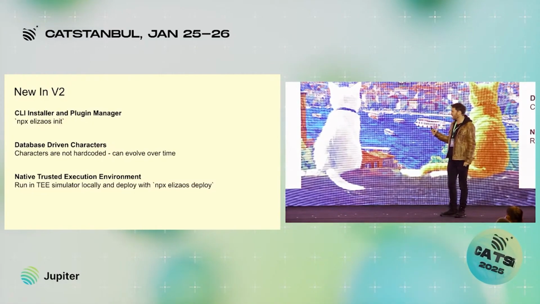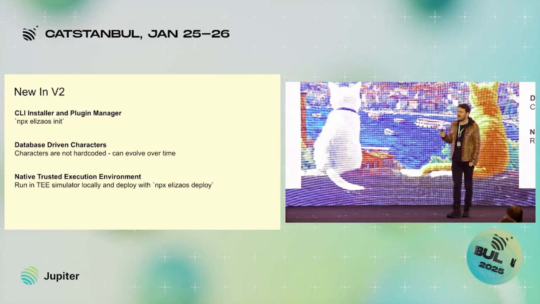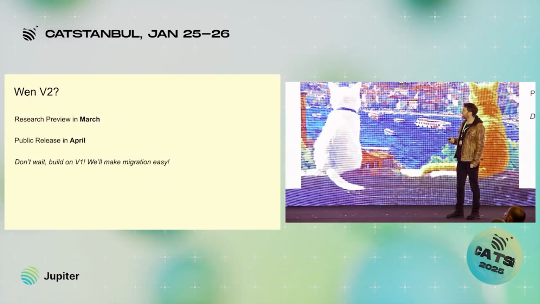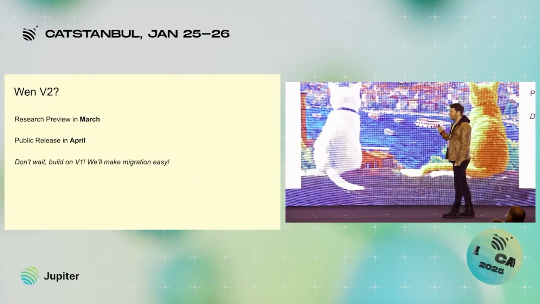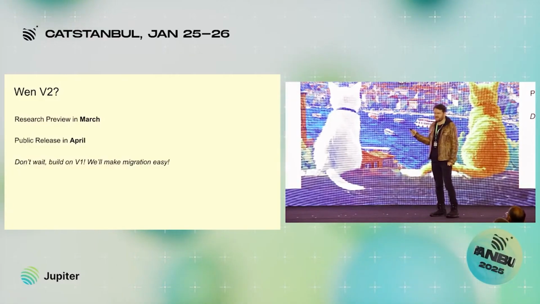We've been working with the Phala team for a while to do TEE, trusted execution environments. But this is going to be a native part of our stack now. So yeah. When is it? Well, we're going to do a research preview for our partners and special teams and people who have been contributing already in March. So it's about a month away. And then we'll be doing a public release in April. But don't wait. Just start building now.